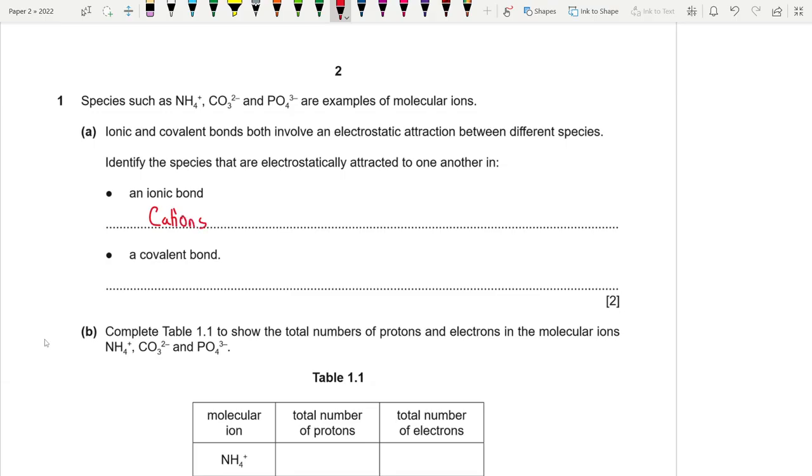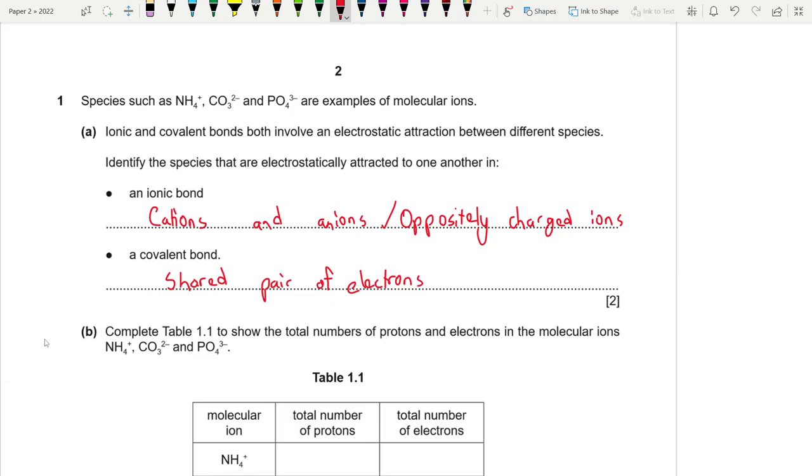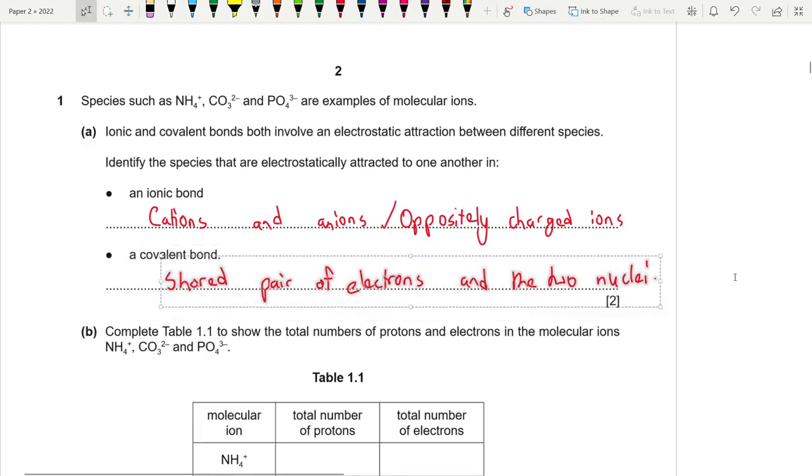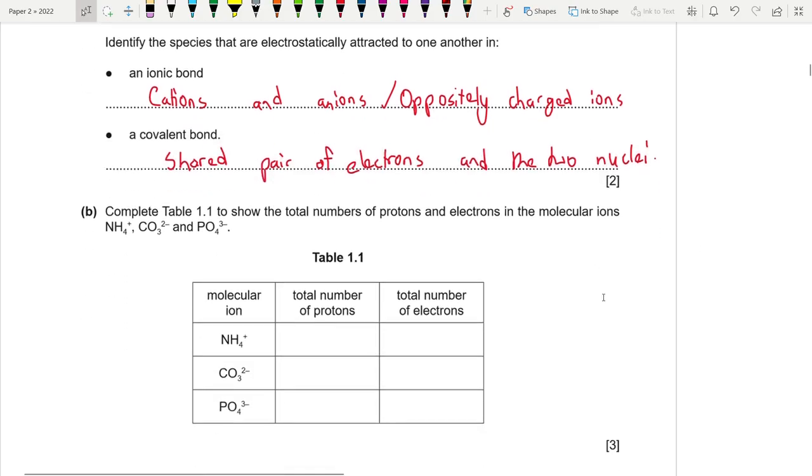So in an ionic bond, it's the cations and anions, or basically you could say that it's the oppositely charged ions. Okay, and in a covalent bond, it's basically the shared pair of electrons, right? And the two nuclei. This is really important, and this is in the definition of covalent bond itself. It's an electrostatic force of attraction between the shared pair of electrons and the two nuclei.